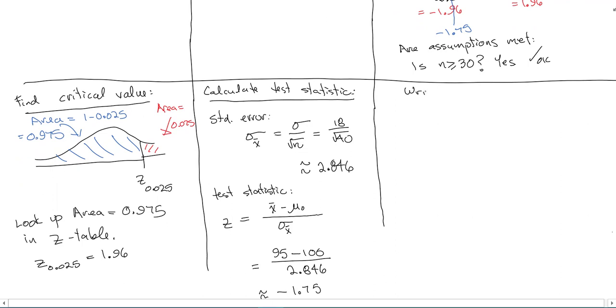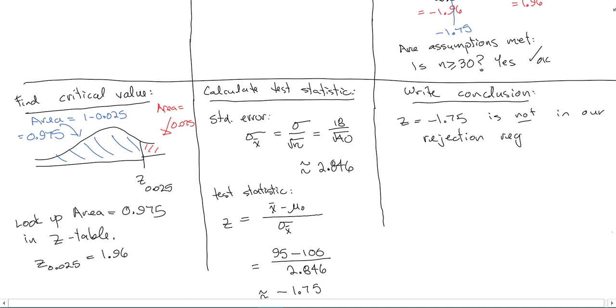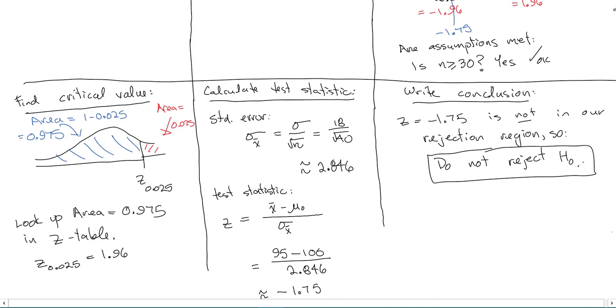Then what we want to do is write our conclusion. My z equals negative 1.75. This is not in our rejection region, and so what that means is we do not reject H0. That is part of our conclusion, and we definitely want to have that.